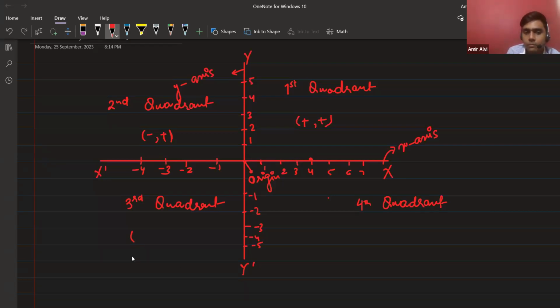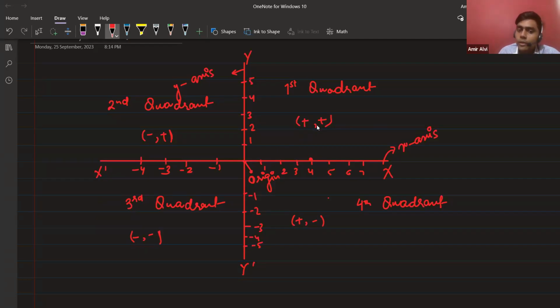Both are negative. Very good, Simrat. Now tell me, in this quadrant, which one is positive, which one is negative? X is positive. Y is negative. Very good. So Simrat, these are the signs of these quadrants. These signs are not going to change. Even if you go to 12th class, the signs would be the same.